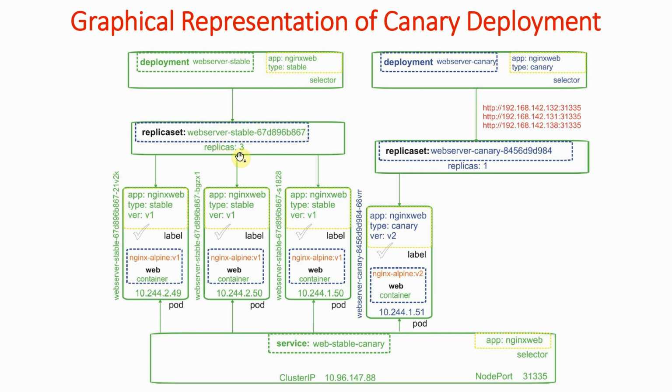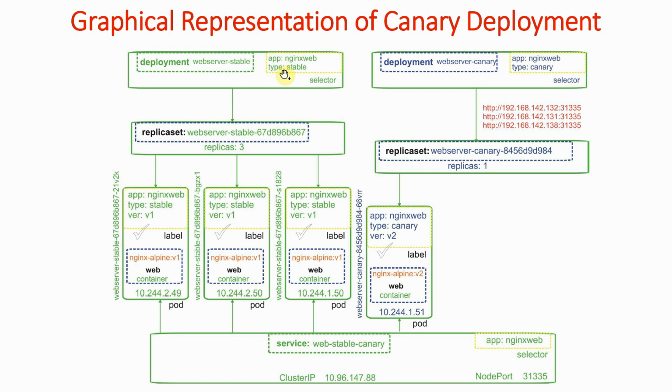It is handling 3 replicas. This is the name of the pods. 3 pods are running, and these are the addresses 2.49, 2.50, 1.50, and these are running version 1 of your application. And the pods have been created with 3 labels: app is equal to nginx web, type is equal to stable, version 1.